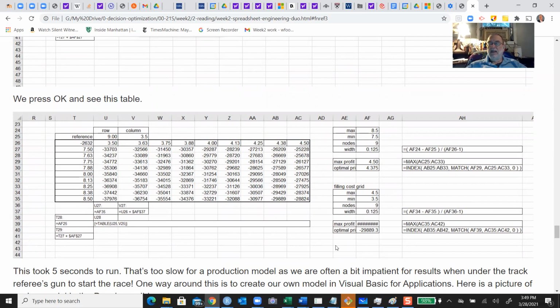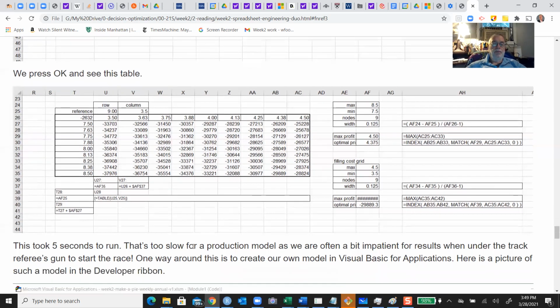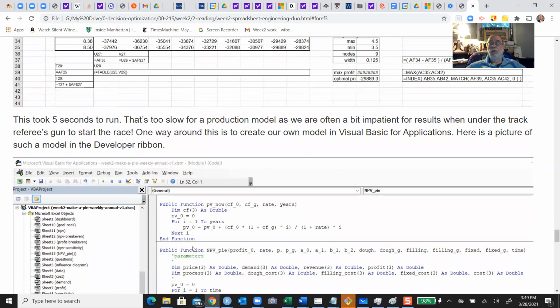Oh gosh, optimal profit, optimal price, doesn't make any sense. These need to be changed, and they will be changed. Okay, so that's something to be done in the future. That took over 5 seconds to run. That's too slow for a normal production model. People don't like watching the little wheel go around, the little blue wheel.